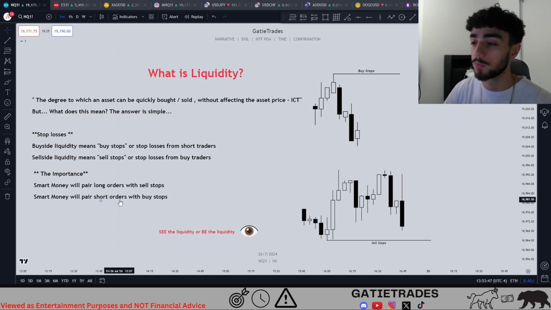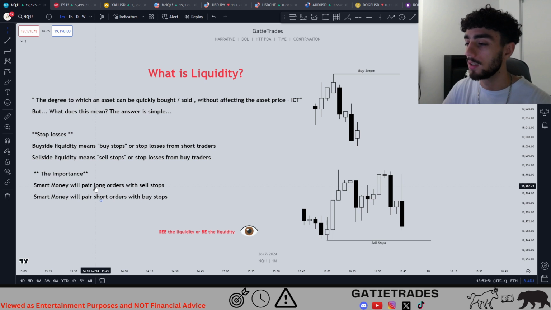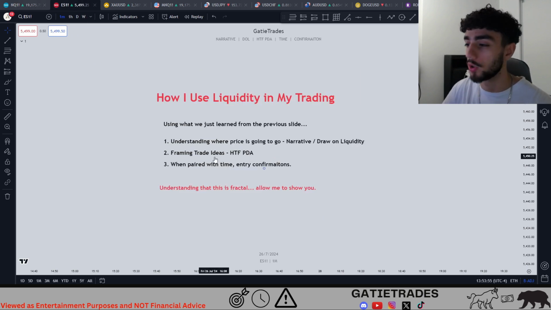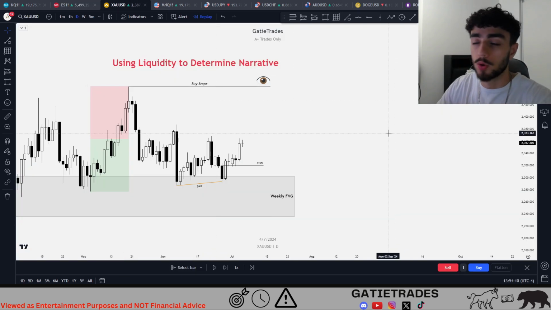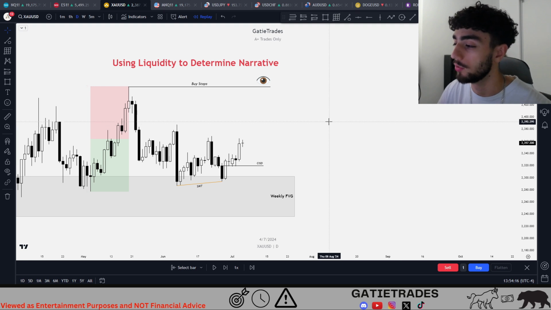So understanding where smart money is going to position their orders and how the algorithm moves price is the concept and the basis of being able to frame a trade idea and enter with high probability that you're not going to get stopped out. So let's move on to some examples and I'll tell you guys kind of what I'm talking about here. Okay, so a lot of people requested me to do some gold examples because I always do the indices. This works on all assets, so I'm going to do gold in this case.